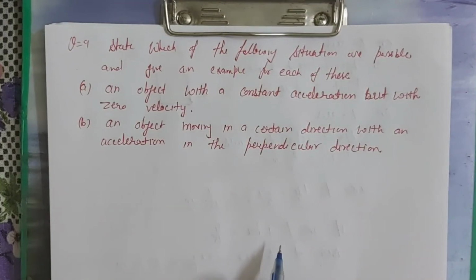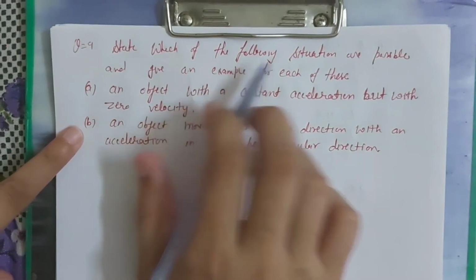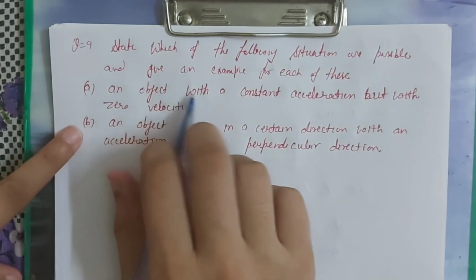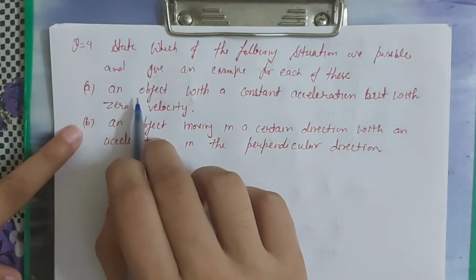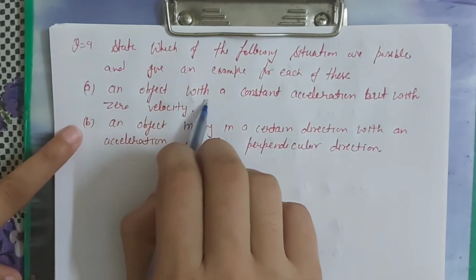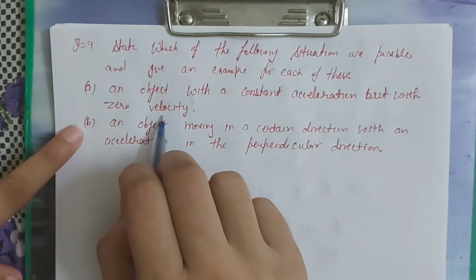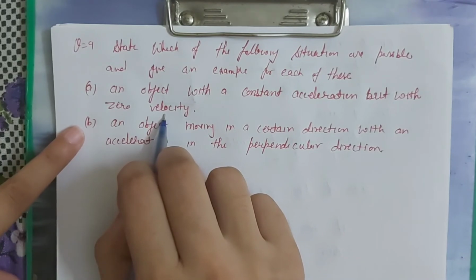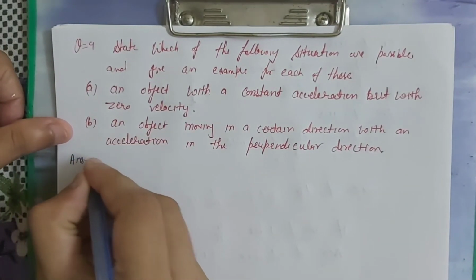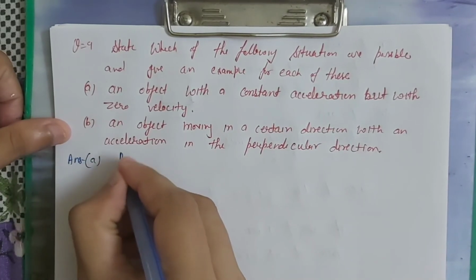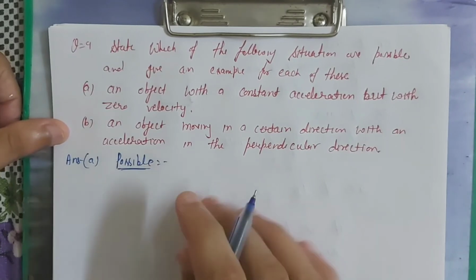Okay students, next question is question number 9. State which of the following situations are possible and give an example for each of these. The first situation is an object with a constant acceleration but with zero velocity. Is it possible or not? Yes, it is possible. Answer A: it is possible. Let us understand with the help of an example.